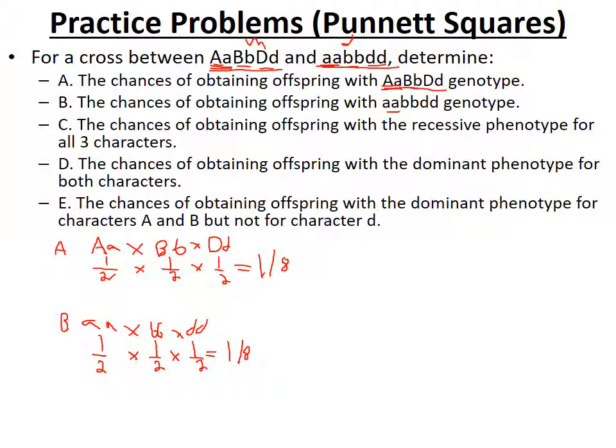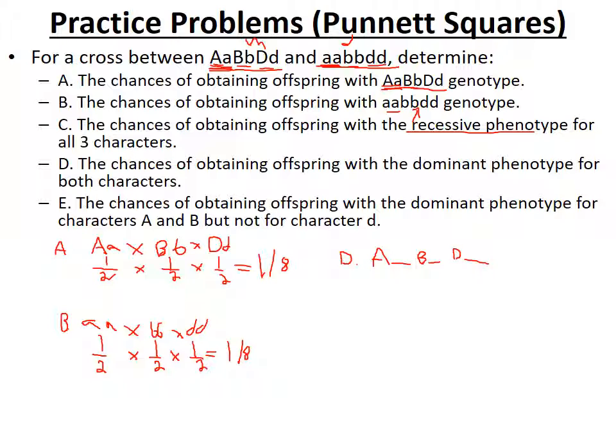What are your chances of getting an offspring that's recessive phenotype for all three characters? We already did it right here. Same thing. The chances of getting offspring with the dominant phenotype for, I should say, all characters instead of both, so all characters. Okay, well, let's take a look. To have the dominant phenotype, so C we already did, I'll do D now. To have the dominant phenotype, you have to have big A, big B, big D.